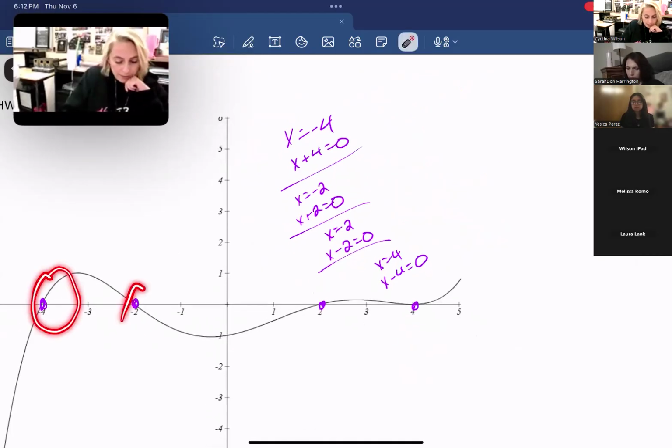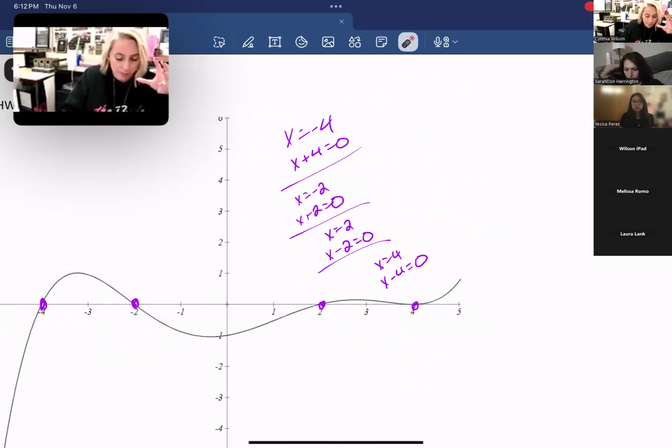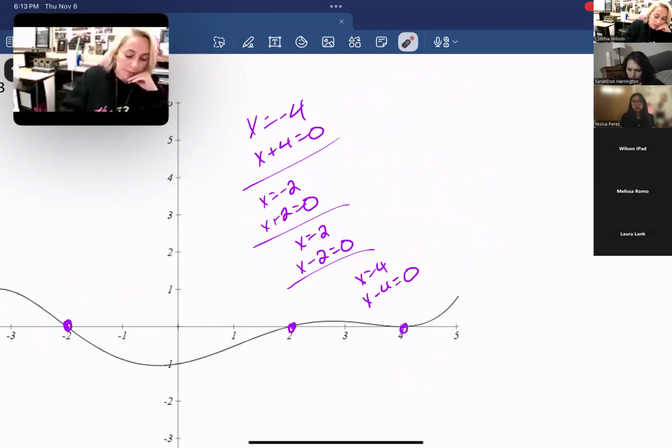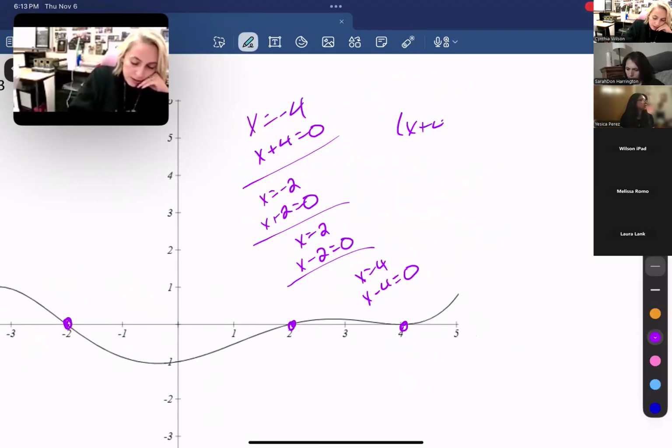For the negative 4, negative 2, and positive 2, the graph is passing through. Okay, there's no weird behavior. It just goes through, does its thing, moves on. All right, so that means each of those 3 has multiplicity of 1.